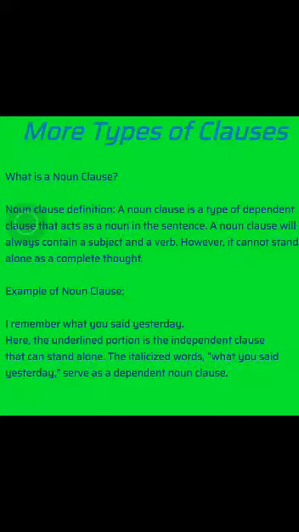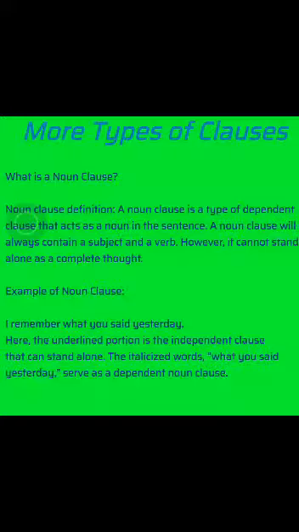A noun clause will always contain a subject and a verb. However, it cannot stand alone as a complete thought. It is just a part of dependent clause. That is why. I remember what you said yesterday. Now, here the underlined portion is the independent clause. Okay. I remember.